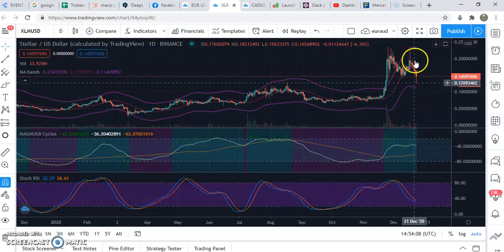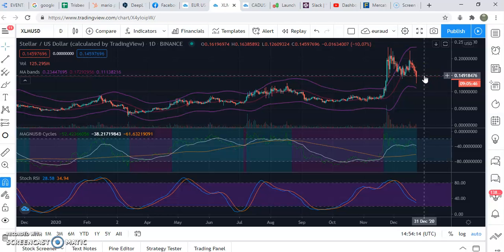Now what we see here is a fake breakout downwards, yet the day is not over, so we will need to reevaluate tomorrow morning after the end of the current candle. So if this candle, which is right now a fake breakout, which seems to be a reversal pin bar, will not be a reversal pin bar, but a long black candle closing near the lowest of the candle, which means 0.12, I will give you 0.08 as a target for Stellar over the next weeks.